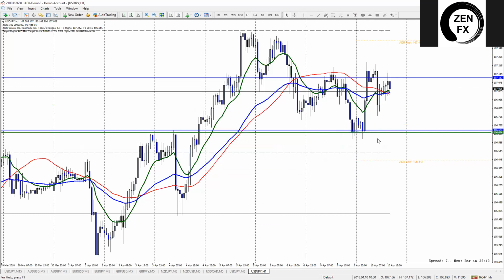That's a very strong barrier. If it breaks through that, then we could be looking at a very, very high probability short trade, but price is very far away from that right now. So we're going to use this as kind of a medium level.